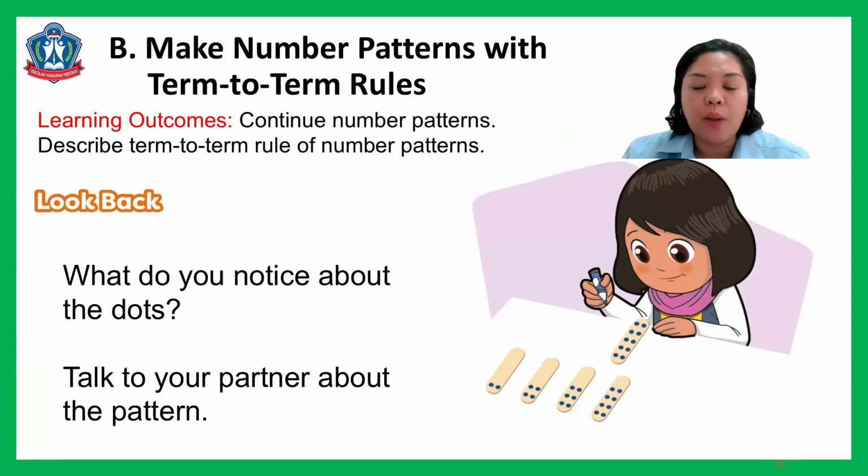Make number patterns with term-to-term rules. So in this picture, you can see Kaz. What do you notice about the dots? Look at the dots that she is making. On the first egg, it has 2 blue dots, right? On the second one, it has 4. Then it has 6 here, then 8, then 10. What pattern can you see, children, with the dots? Right, it always adds 2, okay?